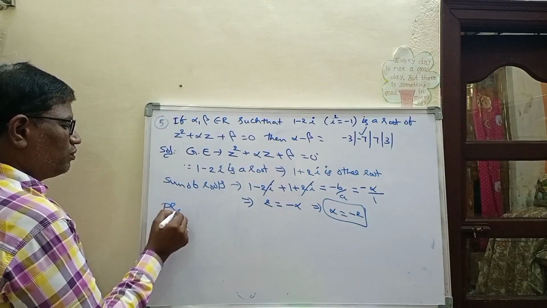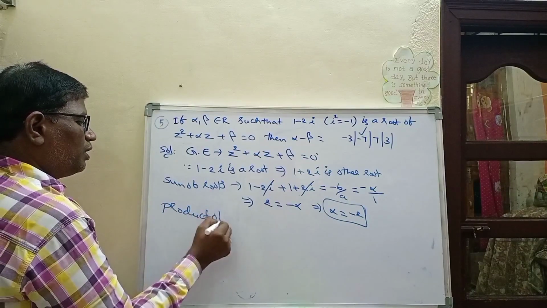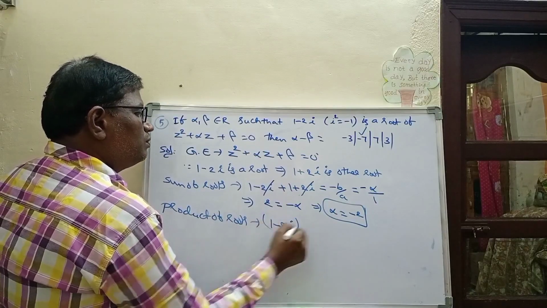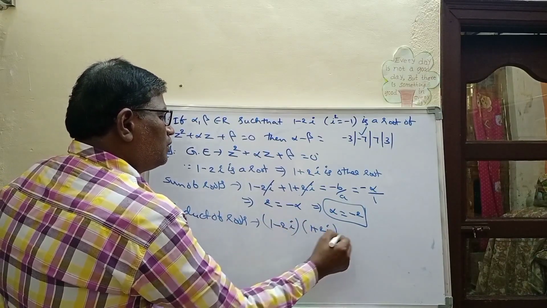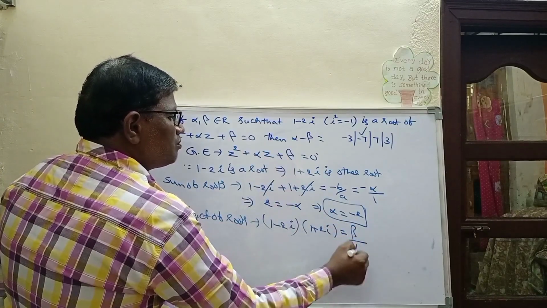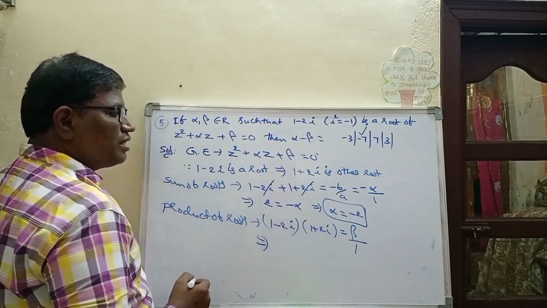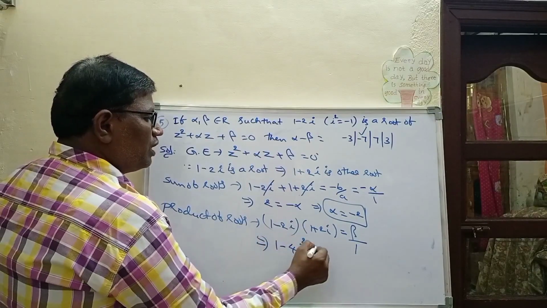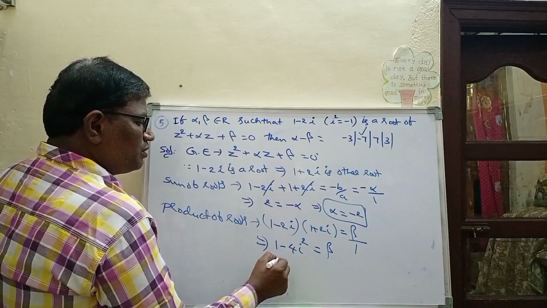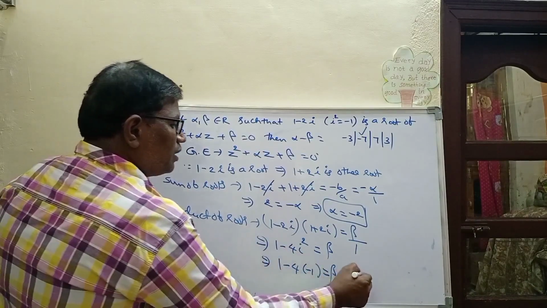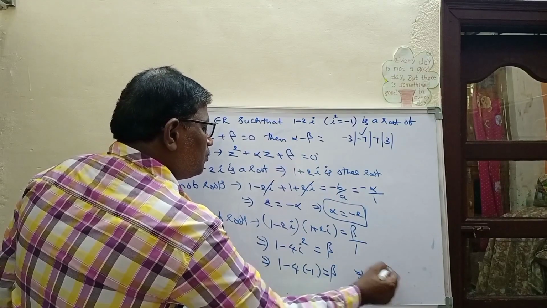And the product of roots: (1 minus 2i) into (1 plus 2i). The formula is c by a. C means beta, a means 1. So from this, (a minus ib) into (a plus ib) is a square minus b square, that means 1 minus 4i square is equal to beta. So from this, 1 minus 4i square, where i square means minus 1, is equal to beta. So from this beta is equal to 5.